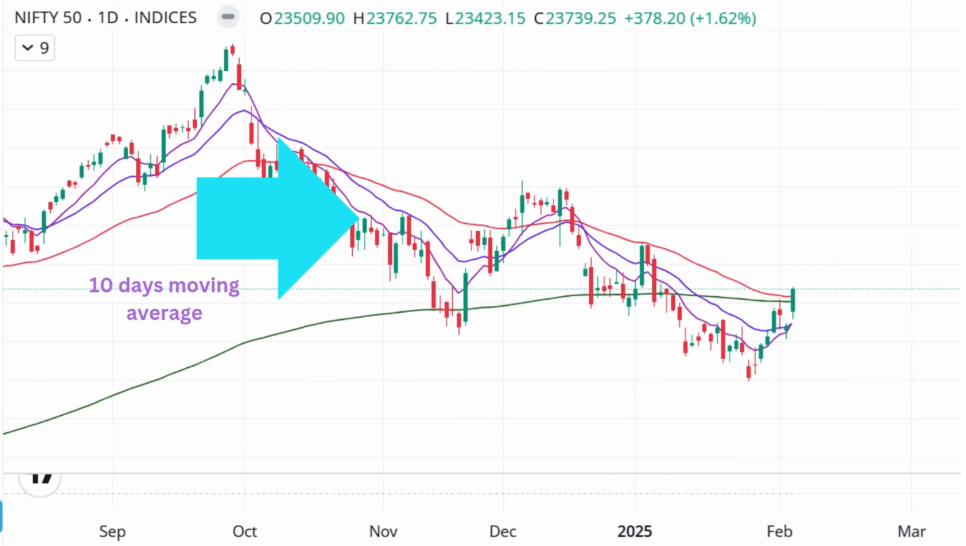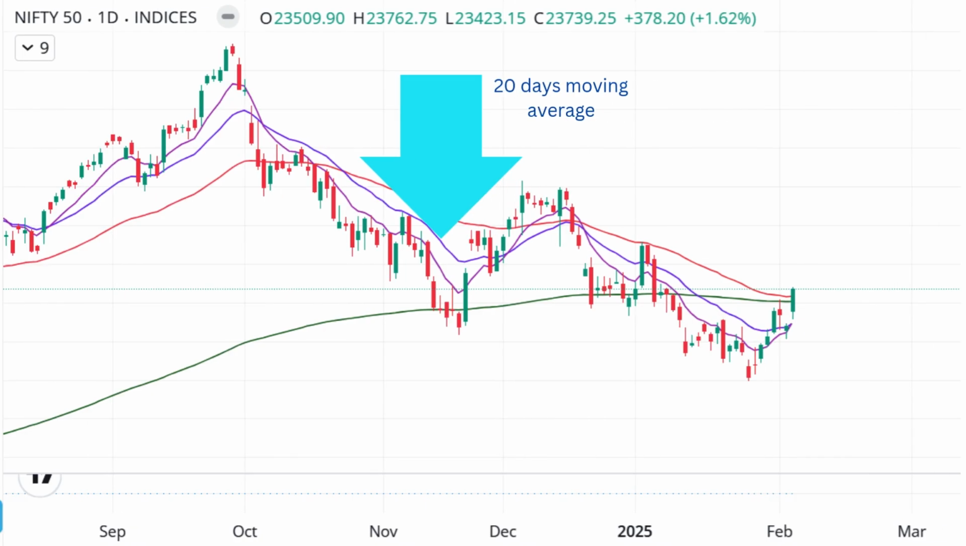The 10-day moving average, 10DMA, helps understand the direction of short-term trends. It acts as a support and resistance level. When the stock price is above the 10DMA, it indicates an uptrend, and the 10DMA acts as support. If the price falls below it, it signals a downtrend.